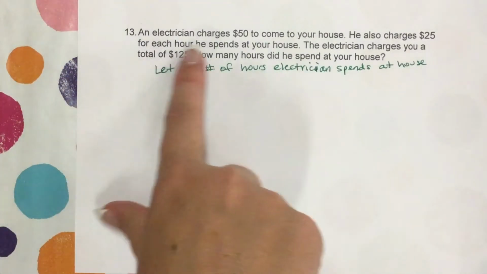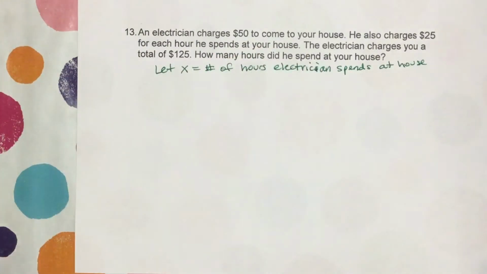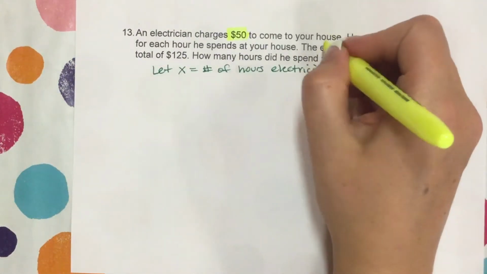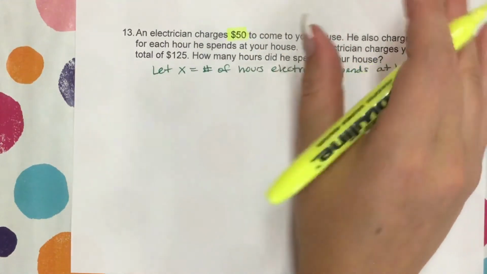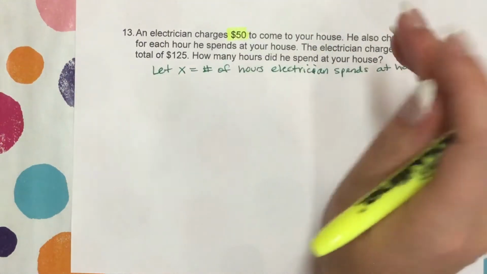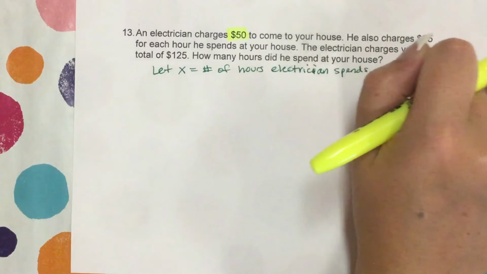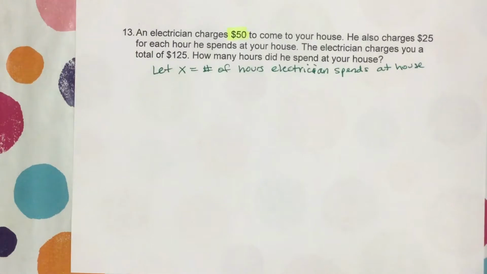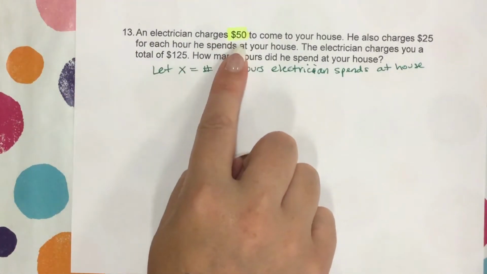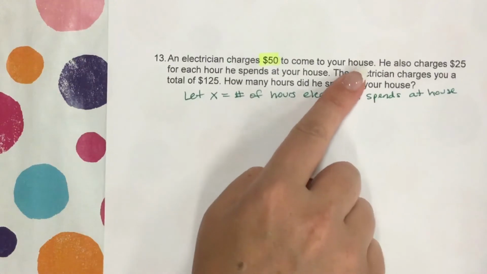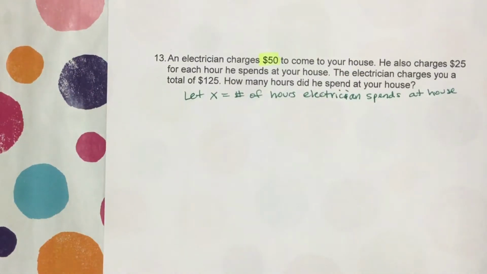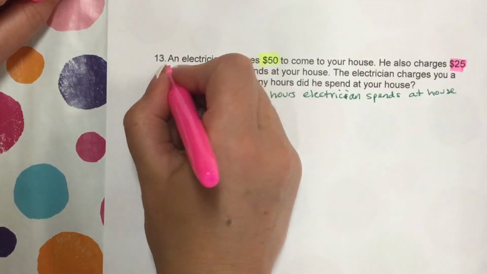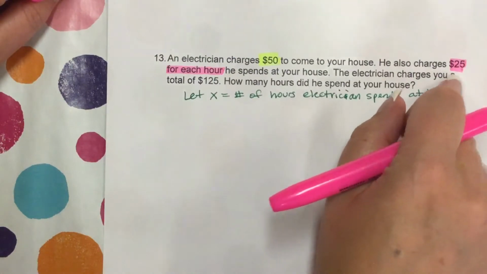Now let's go ahead and identify the key information. It says an electrician charges $50 to come to your house. So if they even just show up at your house, it's $50. It's kind of like a flat fee, okay? So if you call them and they come, you're going to be paying $50. It also says he charges $25 for each hour he spends at your house. So $50 is just him showing up, but however long they spend at your house, it's going to be $25 for each hour.